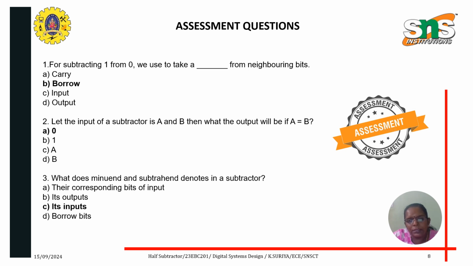What does minus and subtraction denote in a subtractor? The options are the corresponding bits of input, its output, its input and borrow bits. Yes, the answer is its output.